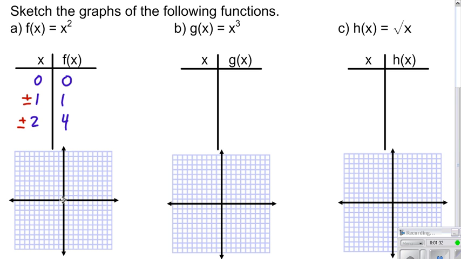0, 0. 1, 1. And negative 1, 1. 2, 4. And negative 2, 4. Then basically just connect the dots with a curve to make it look smooth. And there's our graph.